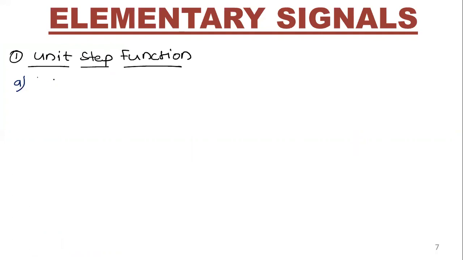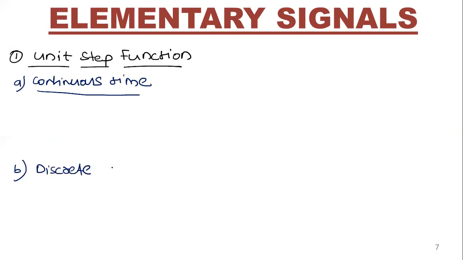First one, for a continuous time, how we define a unit step function, and similarly for discrete time, how we define the unit step function. Before studying the step function, you should understand what is continuous time and discrete time. Normally we teach classification first: continuous, discrete, even, odd, and then we study elementary signals. So I will take all these things together so that we can save time.